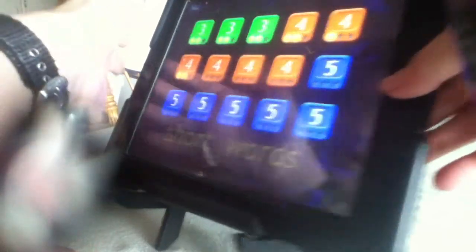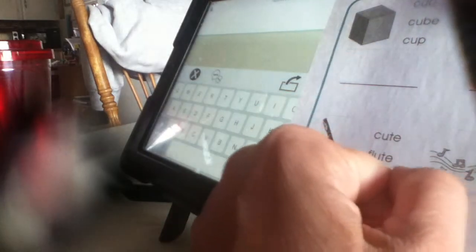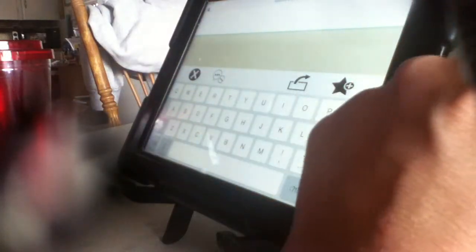Okay, now we're going to do some typing. We'll come back and do spelling zap in a little bit, okay? But first I want to do some of this. So what it is, you've got to figure out, what is this? A cub, a cube, or a cup? A cup. What is this picture? Sand. What is that picture? No. We're doing this now.